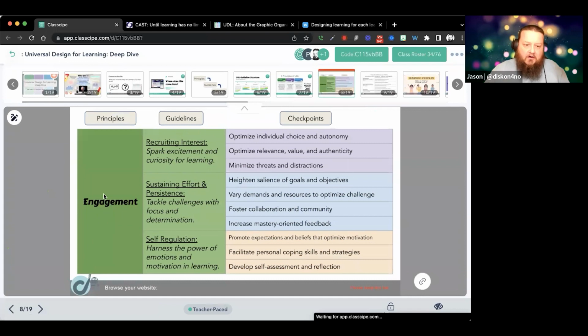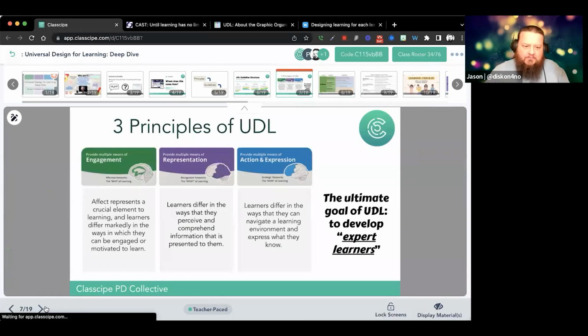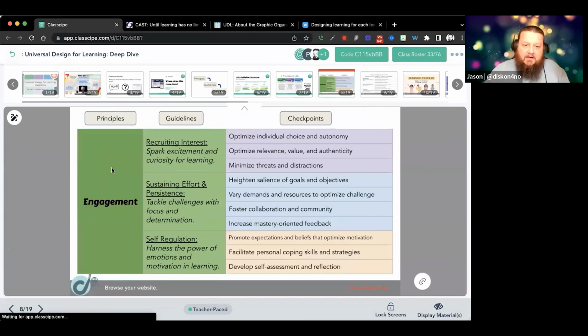So as I mentioned here, there's the engagement level. Engagement is the principle. The guidelines are here. So we've got recruiting ideas, sustaining effort and persistence, and self-regulation. And then the checkpoints.